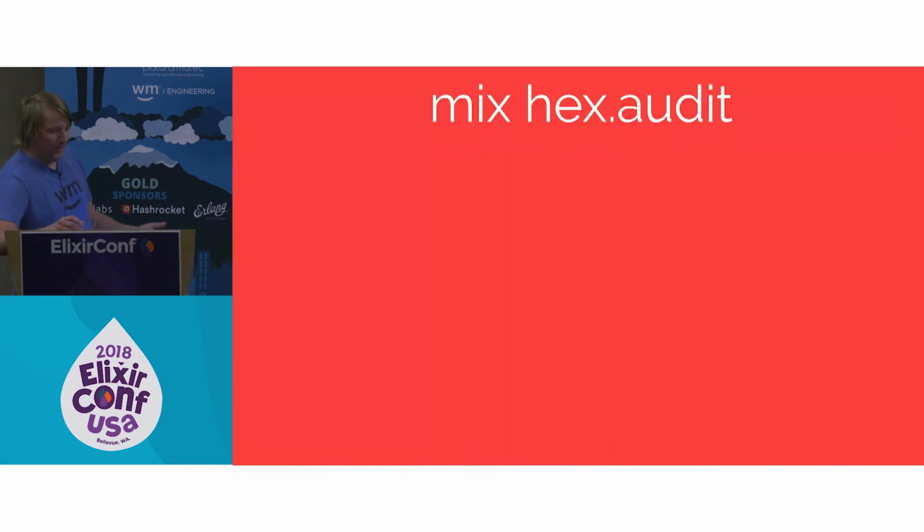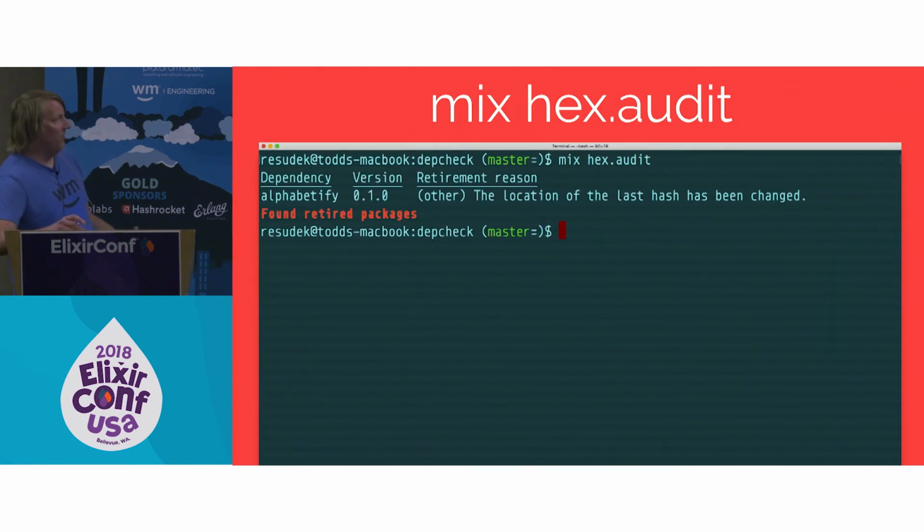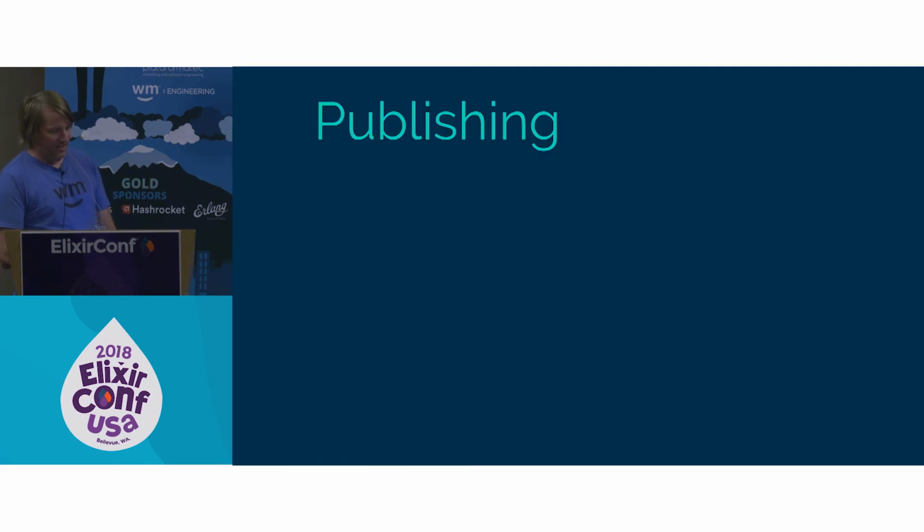All right, and the other one for housekeeping is the Hex Audit. This one will tell you if you have any retired packages in your dependency tree. In this case, I have alphabetify 010, and it's been retired. I'll talk about retirement in a second, but this should be a red flag. The developer in this case has retired the package for a reason, and your application is depending on it. So this would be a really good time to take care of that.